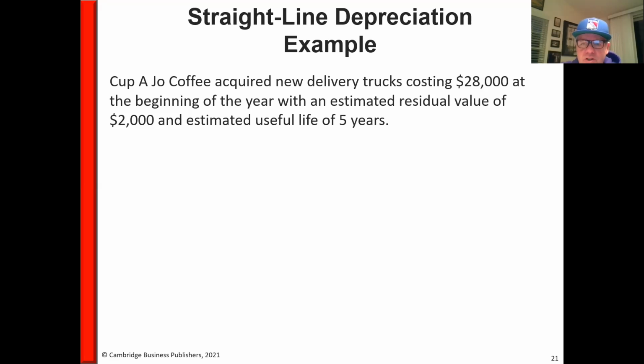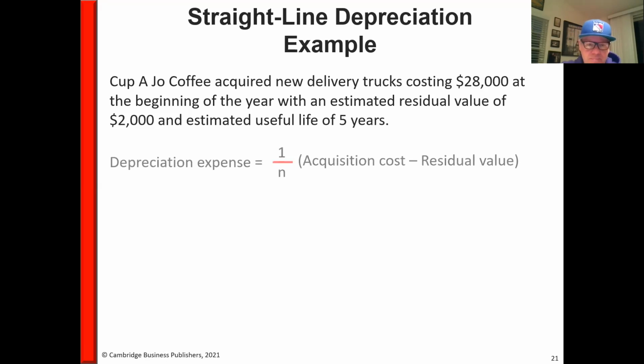So the cost of our truck is $28,000. It's got a salvage value of $2,000, which means over its useful life, we're going to recognize $26,000 worth of depreciation expense, and we're going to recognize that over 5 years. So $26,000 over 5, that sounds like $5,200 a year depreciation. Let's see how good my guess is here.